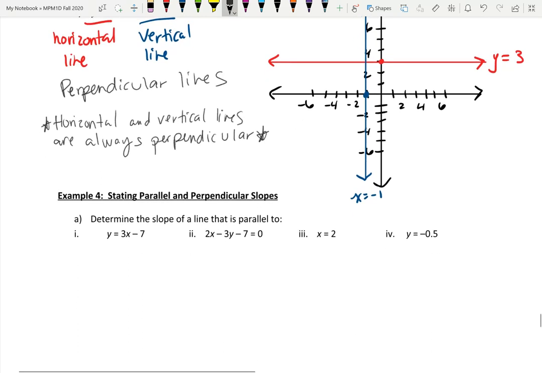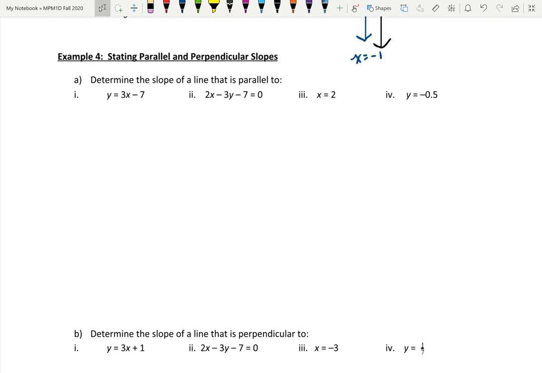Example 4, stating parallel and perpendicular slopes. Determine the slope of a line that is parallel to y is equal to 3x minus 7. So this line has a slope of 3. So the parallel slope equals 3.